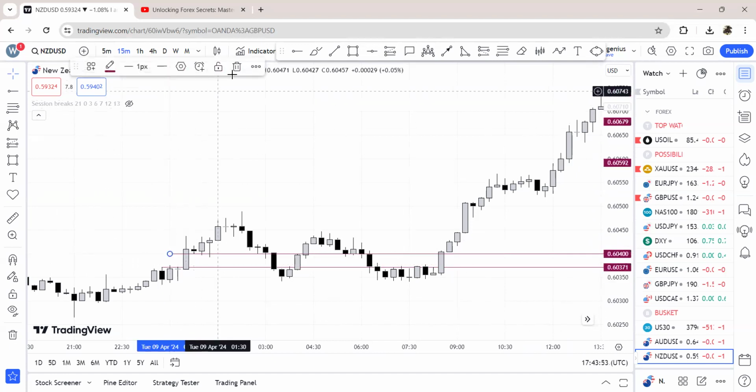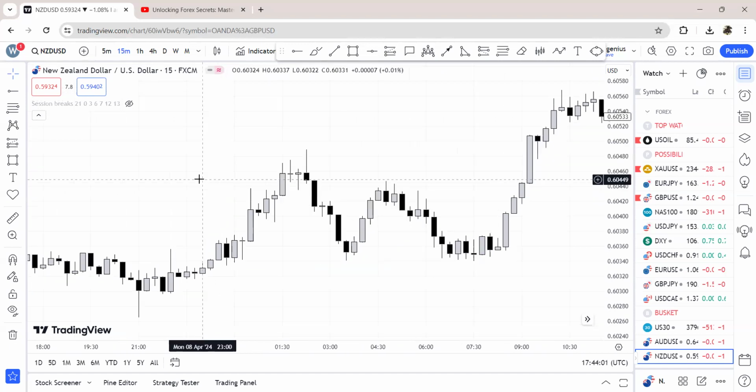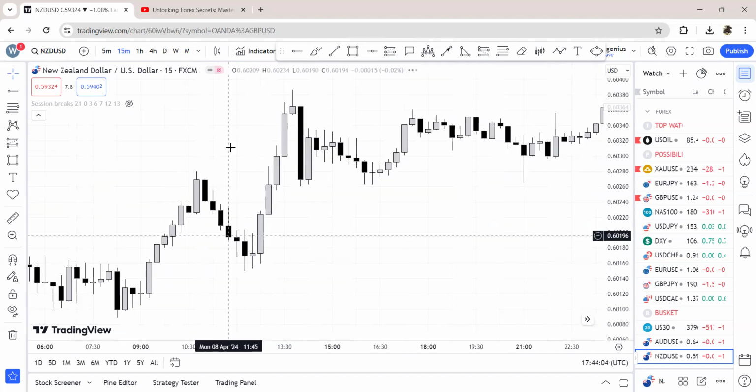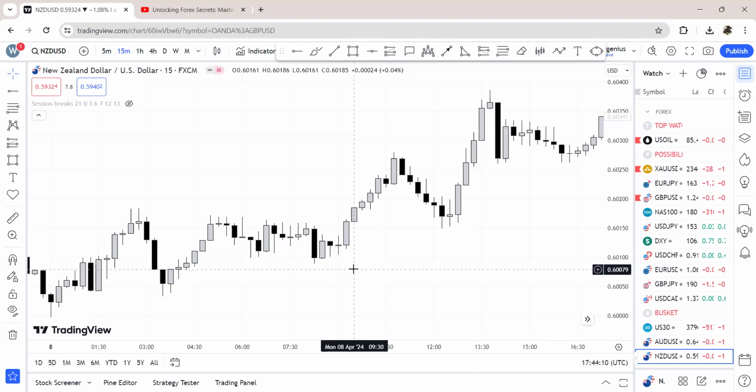So then the next thing you want to really know about fair value gaps is just practice. Practice them, go on any chart, practice fair value gaps, how to identify them. Once you do, it will make your trading so much easier.